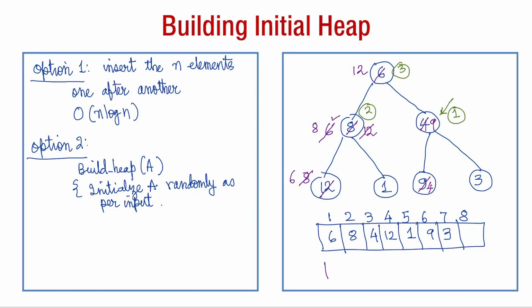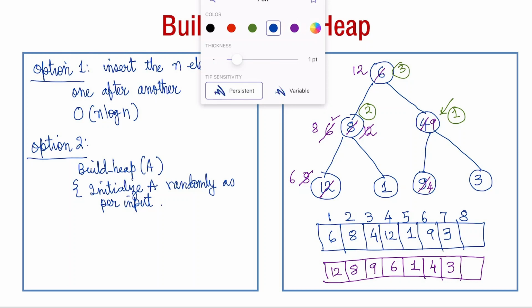And finally, after all this is done, my array or my heap will now have 12, 8, 9, 6, 1, 4, 3. So now we can write down the algorithm.